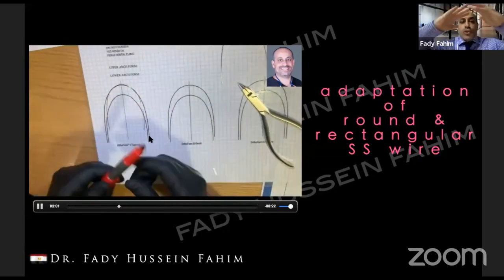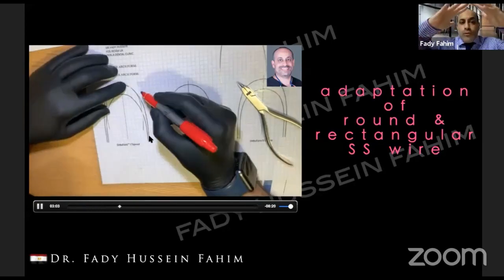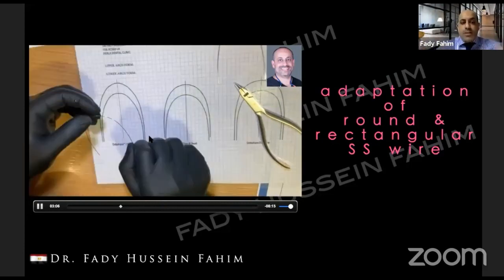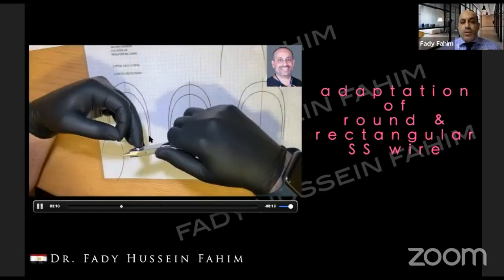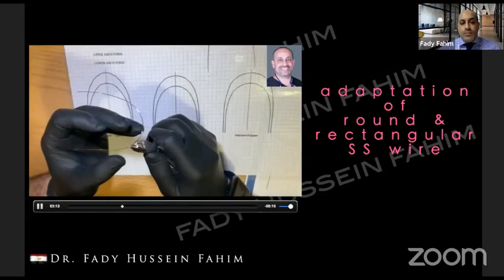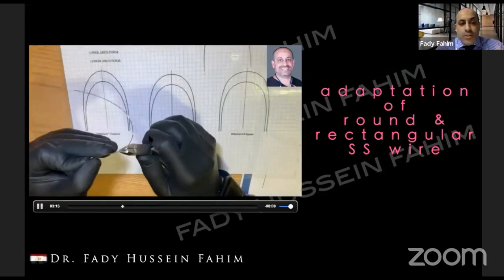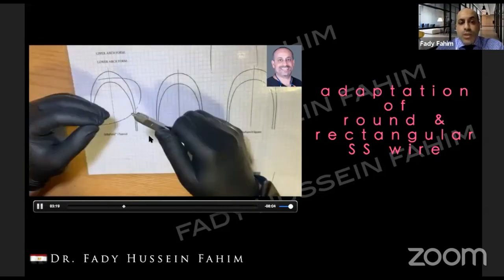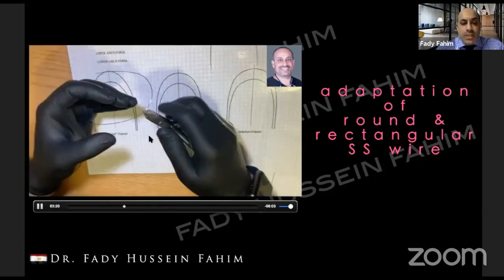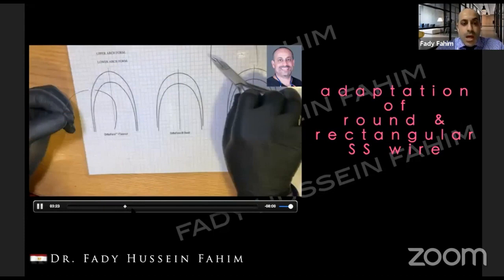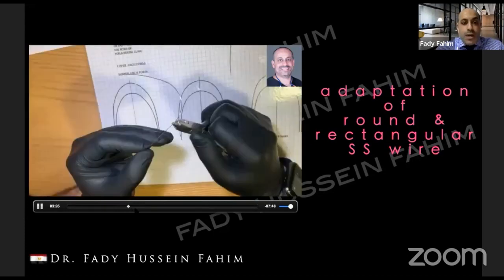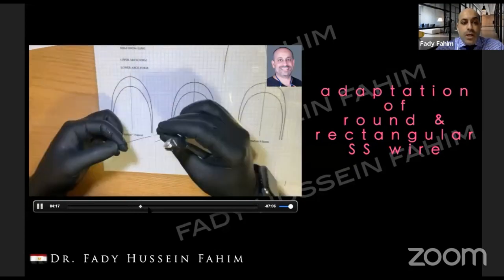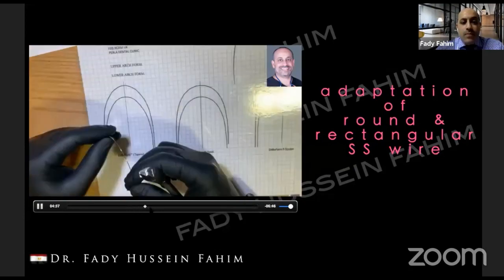Usually take care to conform or adapt from the canine to the canine, and the rest is easy. Take your marks and then expand distal to the canines. It's very easy to do. Just concentrate on the front, the canine to canine arch form, and then everything is easy. Of course, after doing it, I will check that they are on one plane.